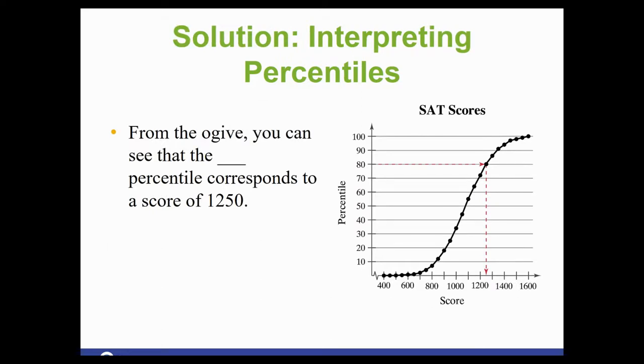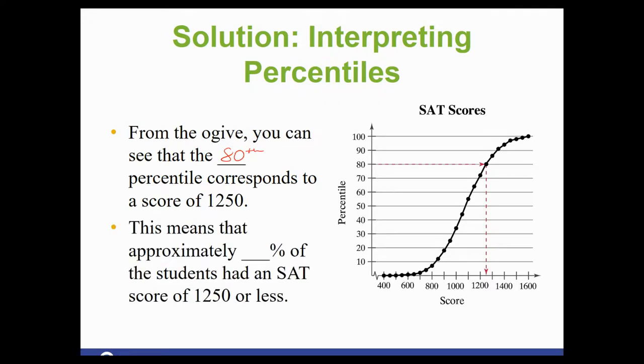So we could say that the 80th percentile corresponds to a score of 1250, or we could say that approximately 80% of the students had an SAT score of 1250 or less. We're always measuring towards the left-hand side if you're thinking of a number line. So always "or less."